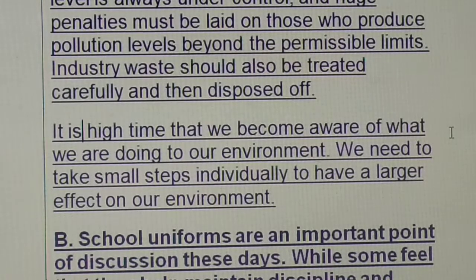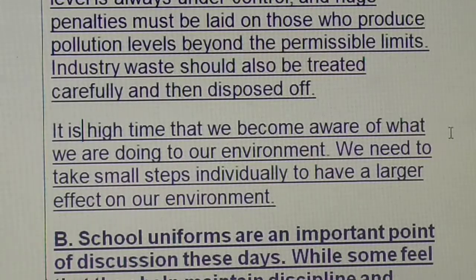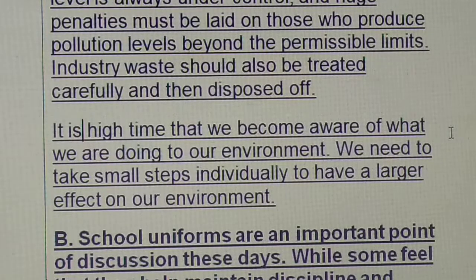It is high time that we become aware of what we are doing to our environment. We need to take small steps individually to have a larger effect on our environment. That means it is our duty, each one's duty, to protect Mother Earth, to protect our environment. Very important.